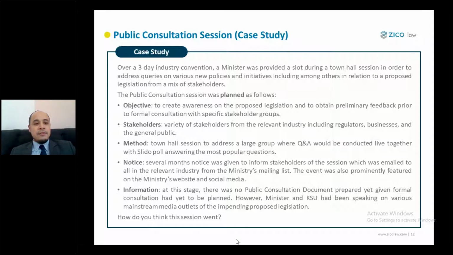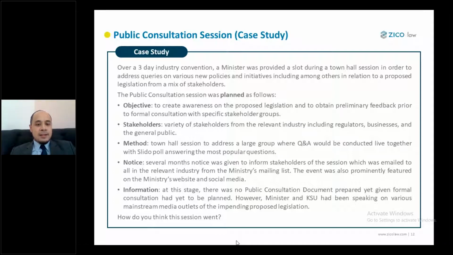Notice was given several months in advance to inform stakeholders of the session, which was emailed to all in the relevant industry from the ministry's mailing list. The event was also prominently featured on the ministry's website and social media. So it's gone out there. It's a lot of notice given.